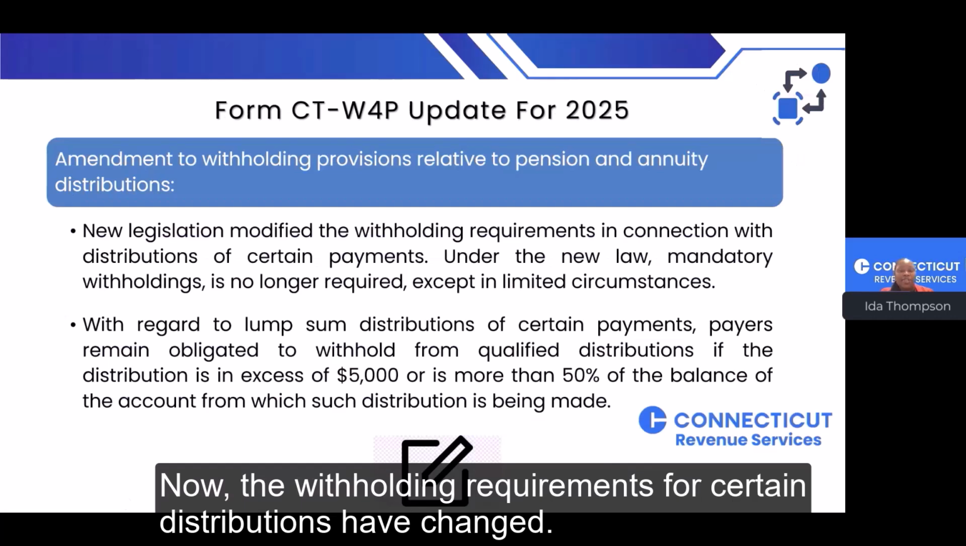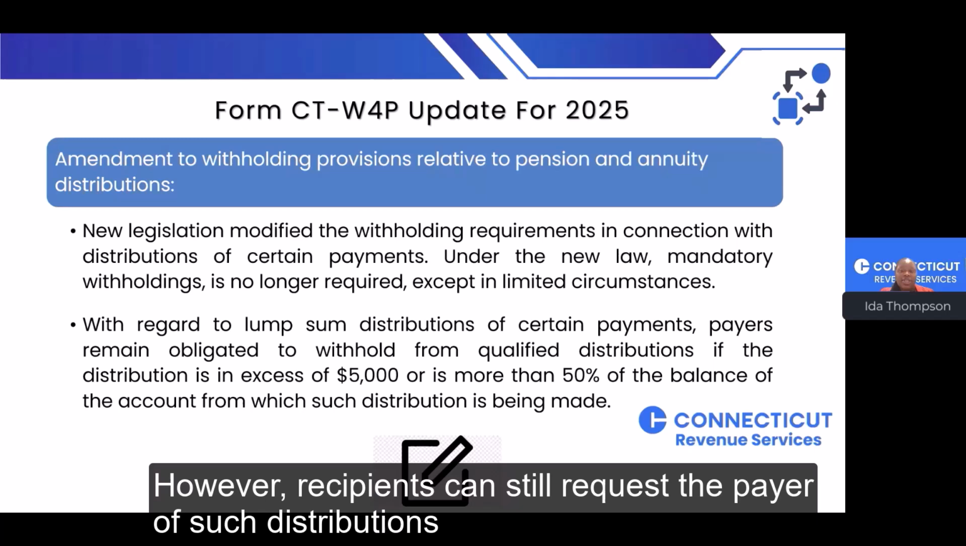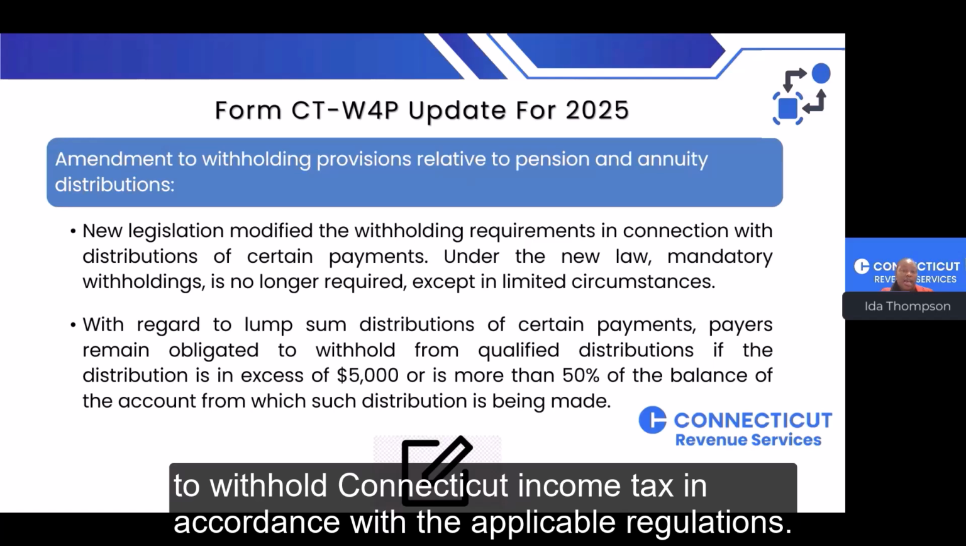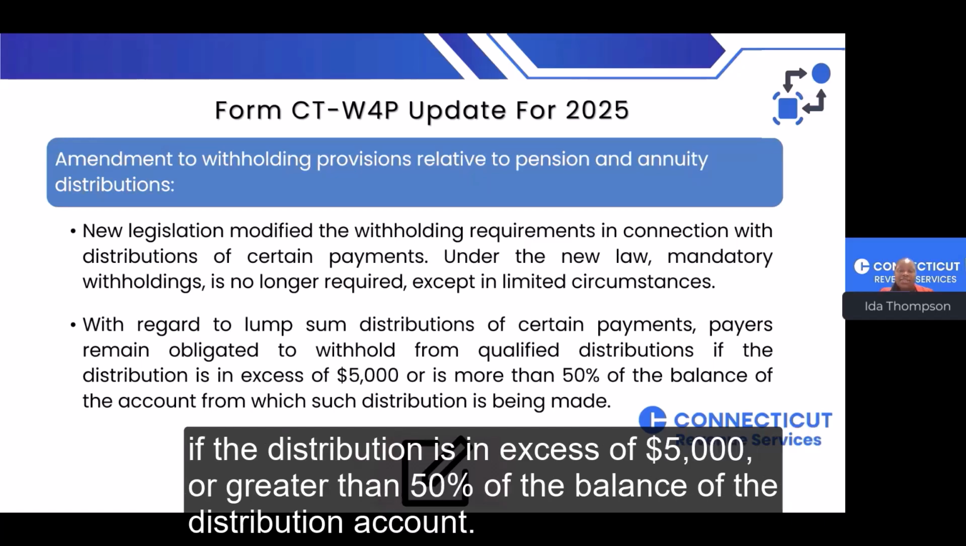Now, the withholding requirements for certain distributions have changed. Beginning 2025, mandatory withholding is no longer required, except in certain situations. However, recipients can still request the payer of such distribution to withhold Connecticut income tax in accordance with the applicable regulations. Payers of lump sum distributions of certain payments are required to withhold Connecticut income tax if the distribution is in excess of $5,000 or greater than 50% of the balance of the distribution account.